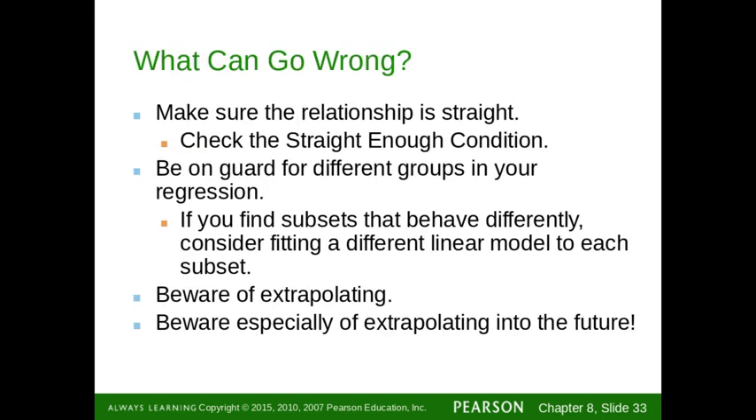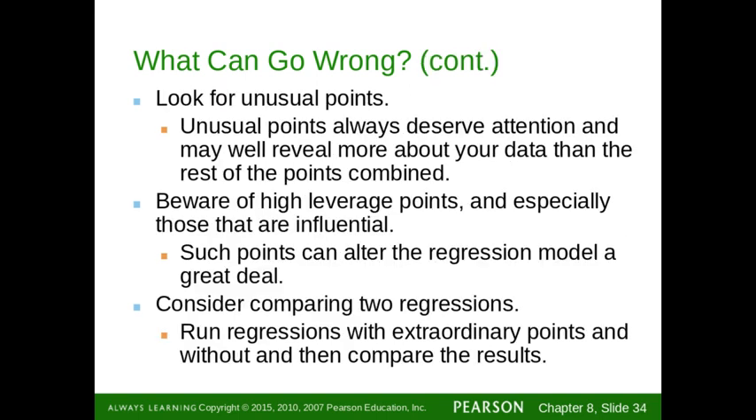So make sure the relationship is straight. Check for the straight enough condition. Be on guard for different groups in your regression. If you find subsets that behave differently, consider fitting a different linear model for each subset. Don't do a whole lot of extrapolation, right? A lot of textbooks say don't do any at all. And beware of extrapolating into the future. We don't know. Heck, we also found out that unusual points always deserve attention and may reveal more about your data than the rest of the points combined.